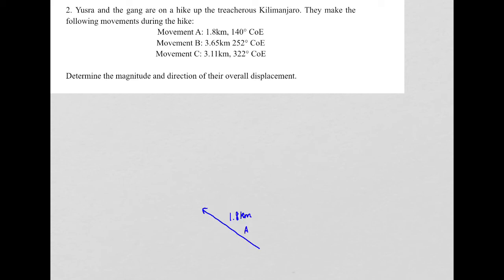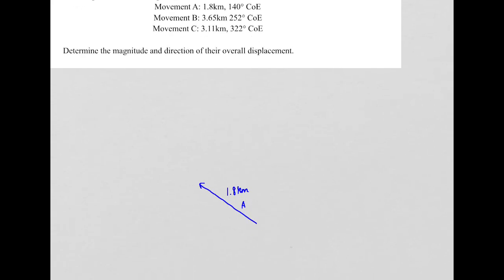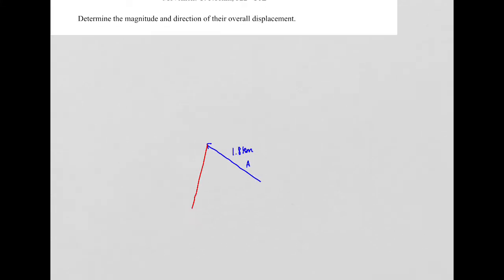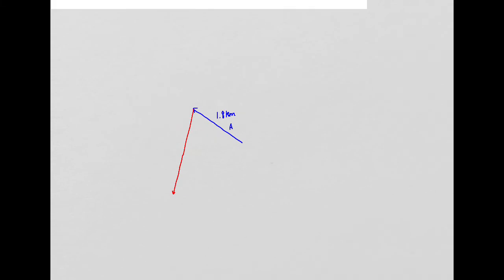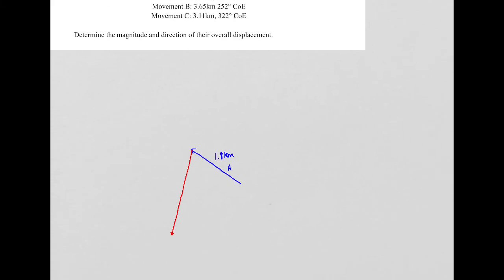Then movement B is 3.65 kilometers in the 252 degree counterclockwise of east direction. That's somewhere, we're going to do this one in red. That's somewhere 200 and, what is it, 52? All right, that's somewhere kind of like this. And it's a longer one because it has a greater magnitude here. And that is 3.65 kilometers. And this is vector B.